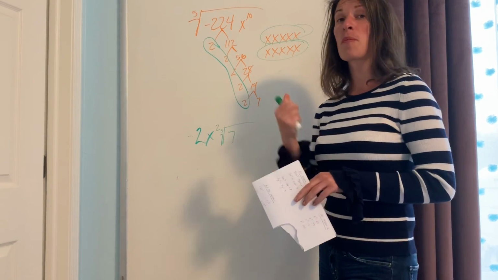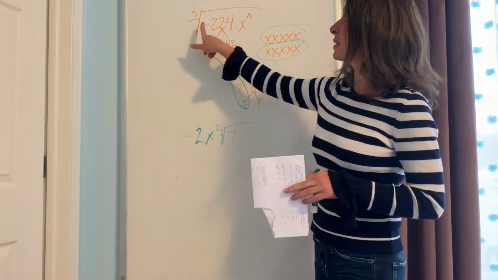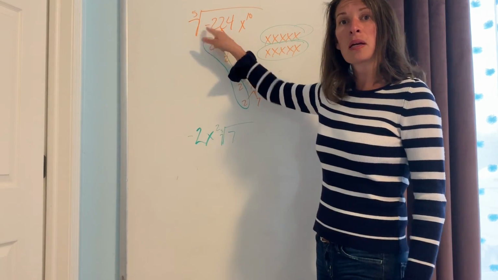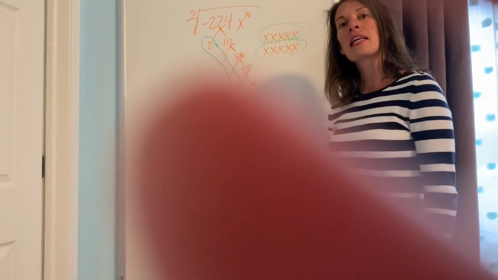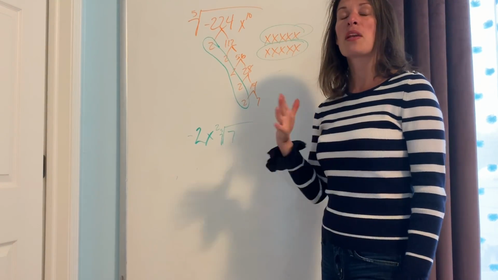The big change, or the big thing that you need to look at now, is if I have a negative number, an odd root means that I'm going to have a negative answer, and an even root means that I'm going to end up with an imaginary number.